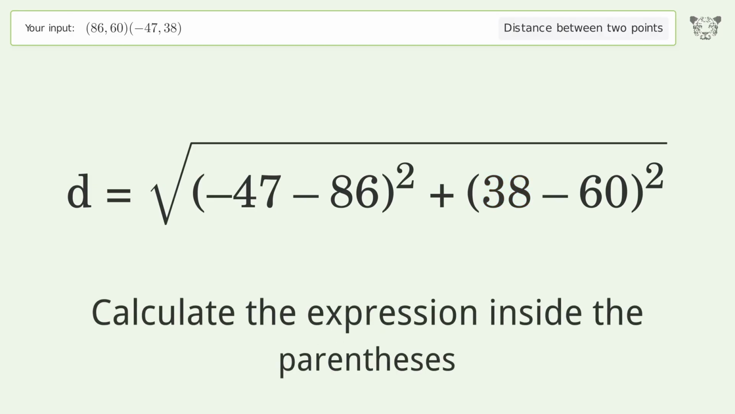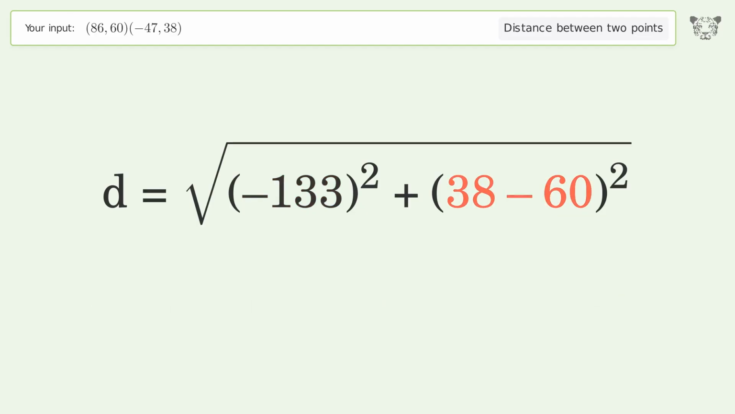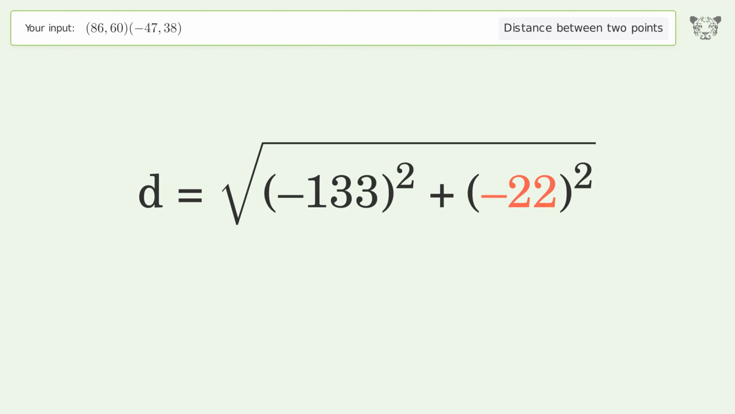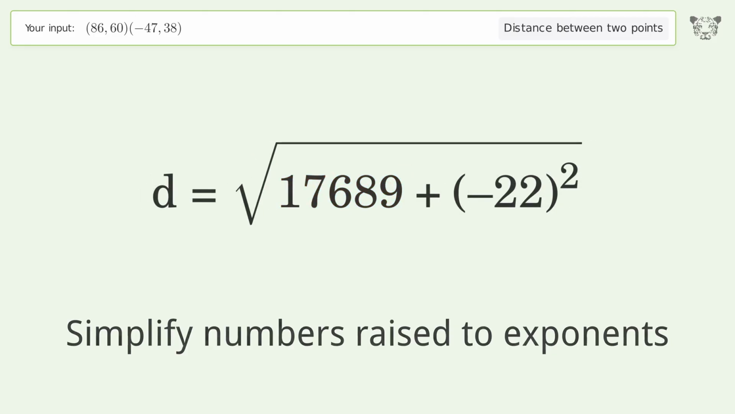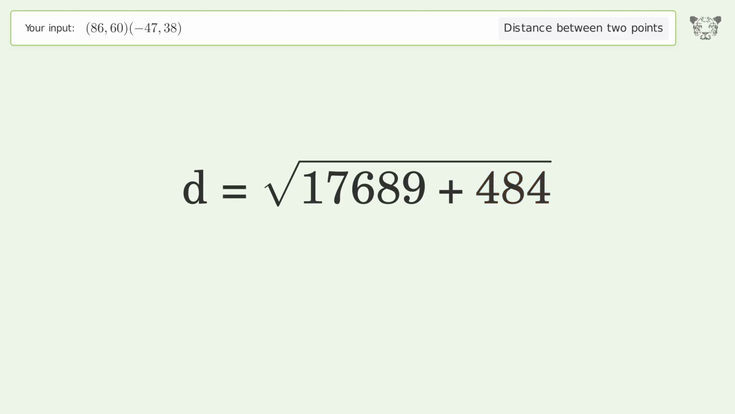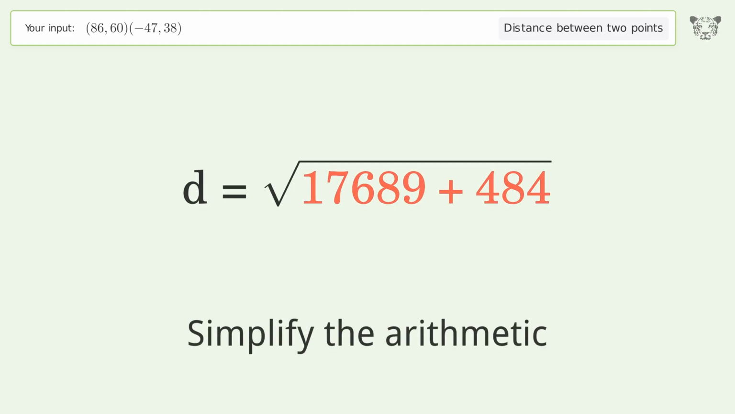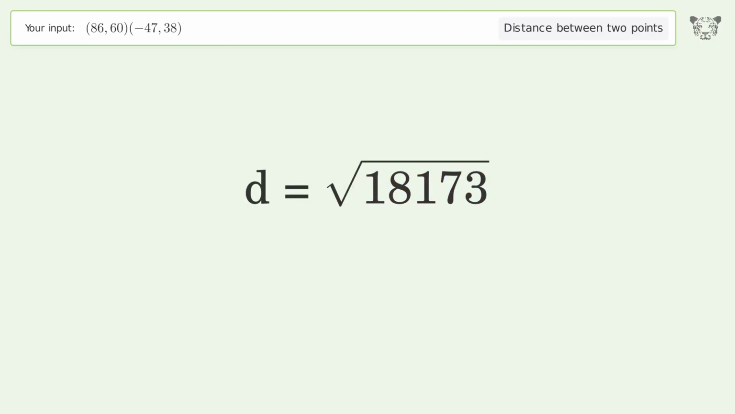Calculate the expression inside the parentheses. Simplify numbers raised to exponents. Simplify the arithmetic. And so the distance between the 2 points is the square root of 18,173 or 134.807.